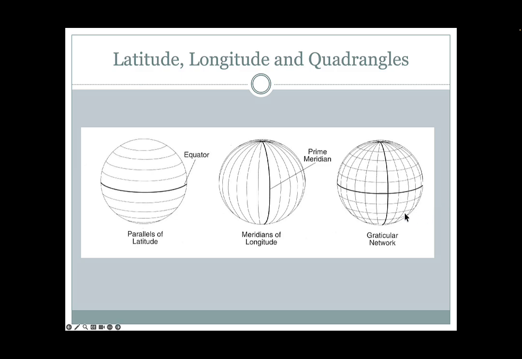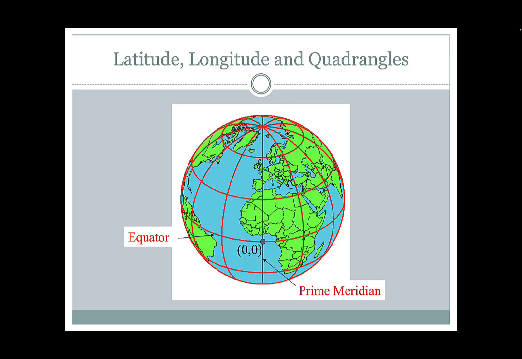So this is showing the lines of latitude and longitude together, and we would describe that as either the graticule, or we could say that that globe has the graticular network on it. As a quick reminder, the origin of latitude and longitude is where the equator and the prime meridian cross. There's no land there, it's just in the Atlantic Ocean, just a little south of that part of Africa.